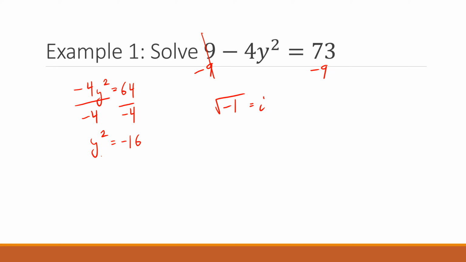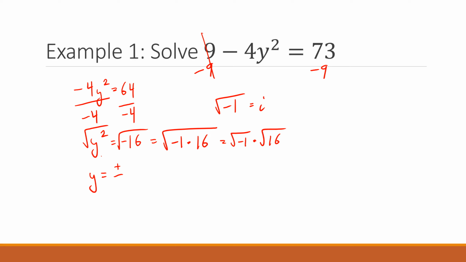So here's how you're going to solve problems with it. When I take the square root of both sides, I have y on the left. I'm going to have plus or minus something. We're going to break up root negative 16 into the square root of negative 1 times 16, which is the square root of negative 1 times the square root of 16. I know what the square root of 16 is. It's 4. Now I know that the square root of negative 1 is defined to be i, the imaginary number. And so my answer is plus or minus 4i.